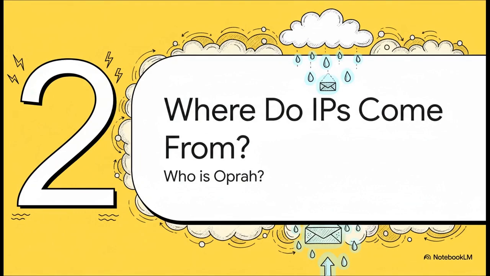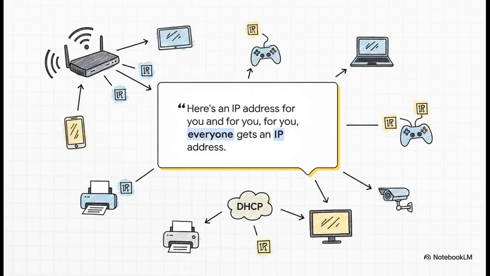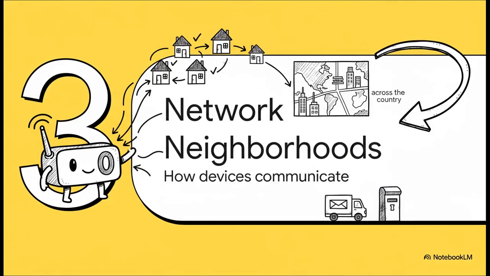But where do these numbers actually come from? Do they just magically appear? Well, kinda. You see that little box with the blinking lights, probably tucked away in a closet? That's your router, and that router is the Oprah of your network. Every single time a new device connects, your router basically shouts, you get an IP address, and you get an IP address, everyone gets an IP address. This whole magical giveaway is a process called DHCP, and it's how your gadgets automatically get their spot on the network.